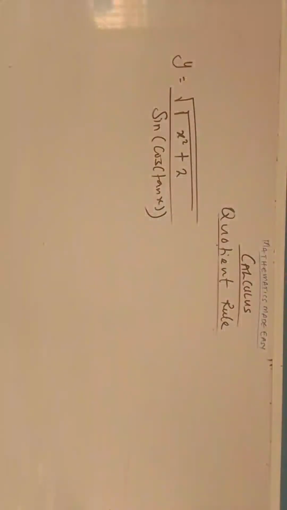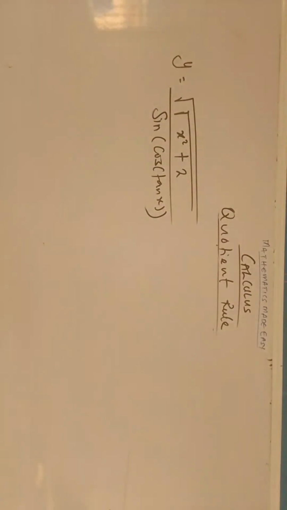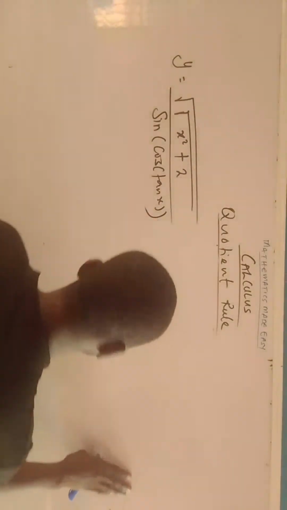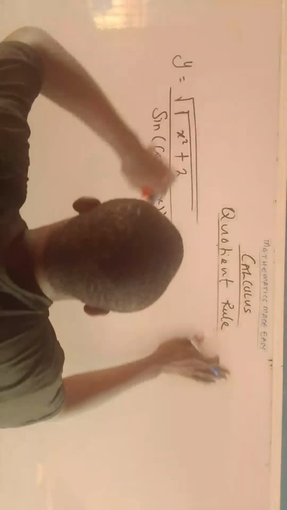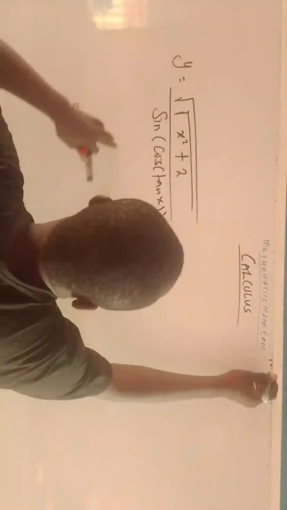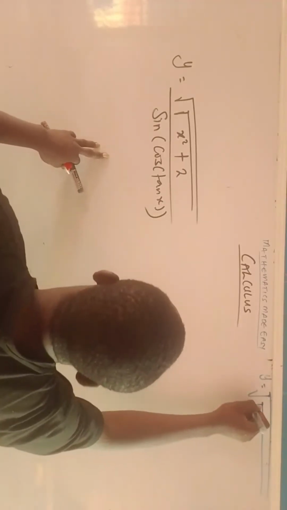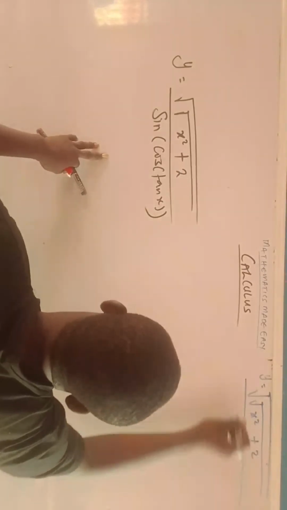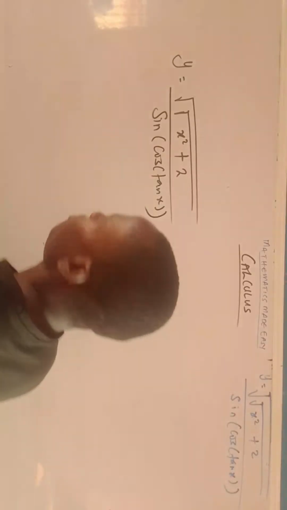Do you understand? So we must solve a hard question. Look at the question: we have y is equal to the square root of x squared plus 2, over sine cos tan x. How do we find the derivative of this particular function? Let me write the equation so I have enough space to do my work. So I have y is equal to the square root of x squared plus 2, and everything over sine cos tan x. Yeah, this is actually beautiful.